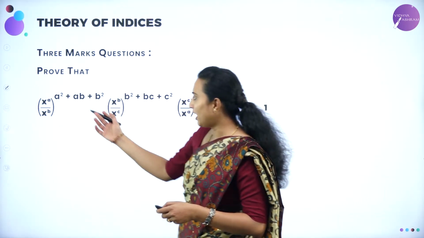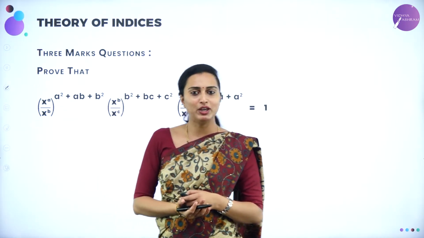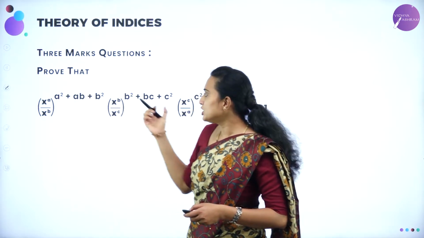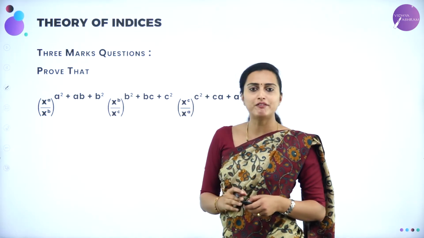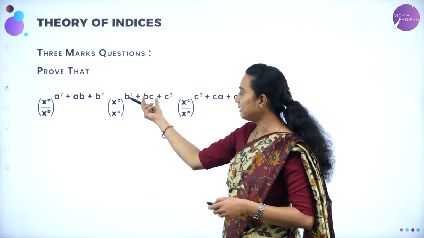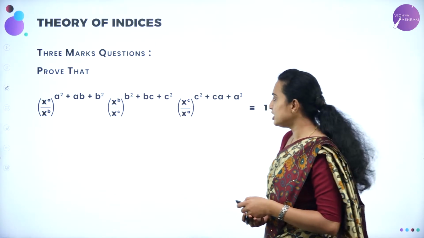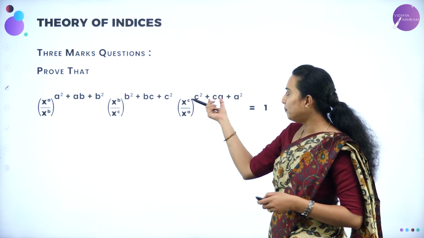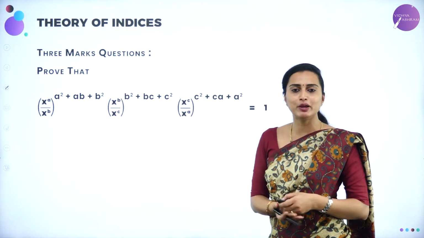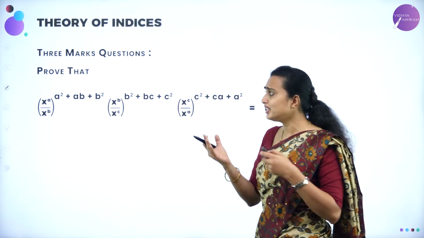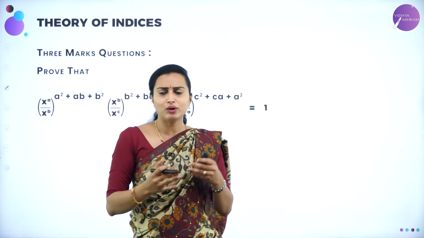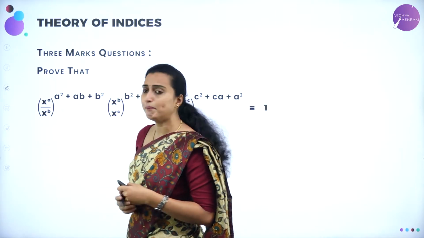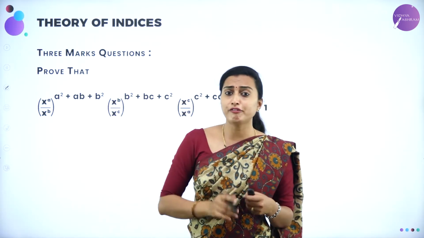Prove that x power a divided by x power b whole to the power of a squared plus ab plus b squared, into x power b by x power c whole to the power of b squared plus bc plus c squared, into x power c by x power a whole to the power of c squared plus ca plus a squared, is equal to 1. So how does that look? As you are looking inside, x to the power of a by x power b can be written as x to the power of a minus b.